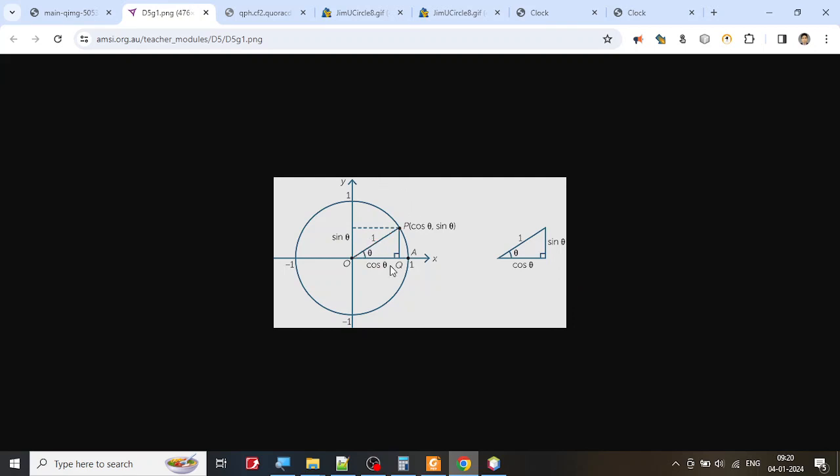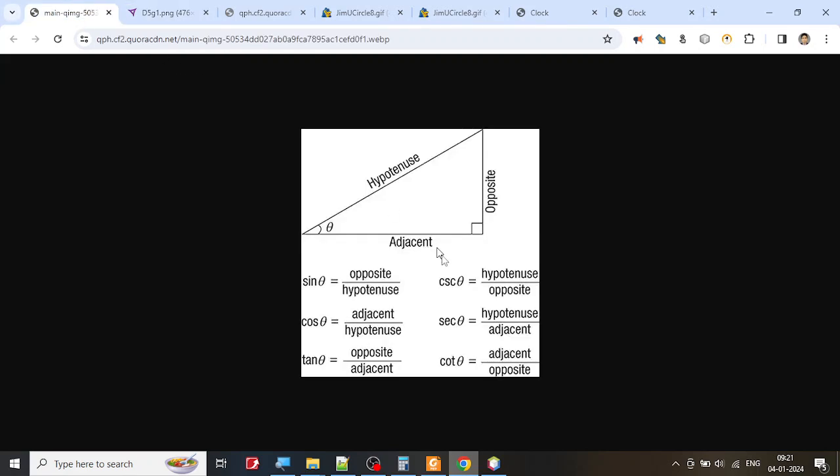And how do you get this value? Any point on the circumference of the circle, you have to represent using x comma y. You know very well. So any point is represented using x comma y. How do you get the values of x comma y? So you know very well, what is the value of cos theta?